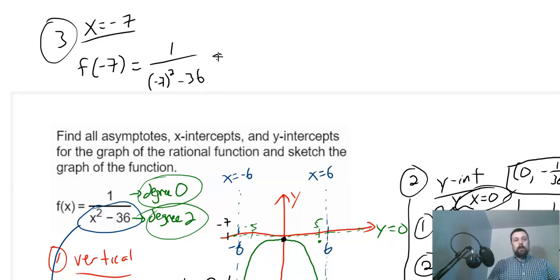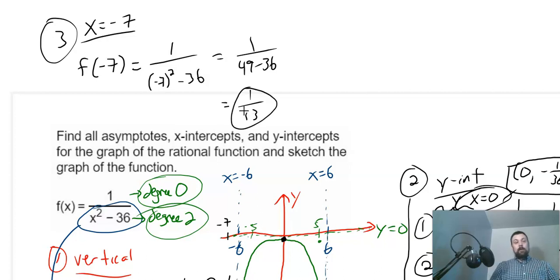Okay. So we're going to get 1 over 49 minus 36, which is going to be 1 over 13. Positive 1 over 13. So we get the point -7, comma 1 over 13. Again, it's kind of a crazy number, but what's really significant about that number is it's positive, which means that the graph will be above the x-axis.